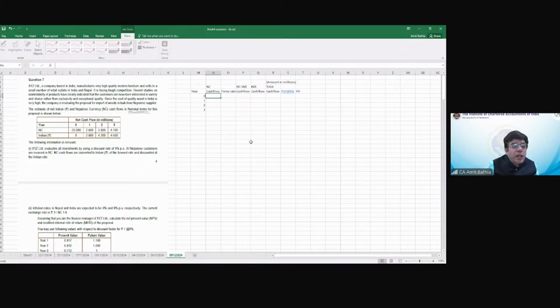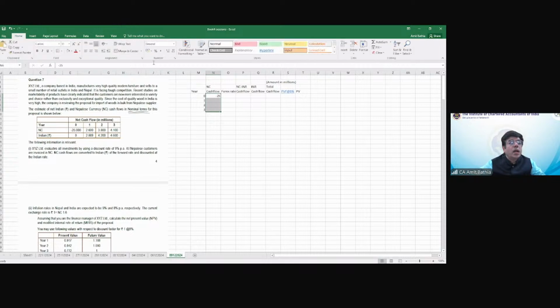So my Nepali cash flow, first of all, it is an outflow of 25.00. Okay. So I'm going to take this and add 0 over here. Okay. All right. So it was minus 25. Then I have 2.600. Then I have 3.800 and 4.100.